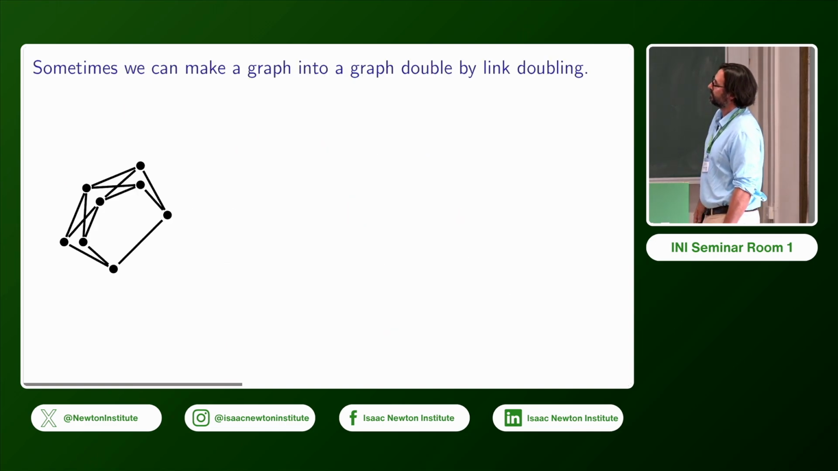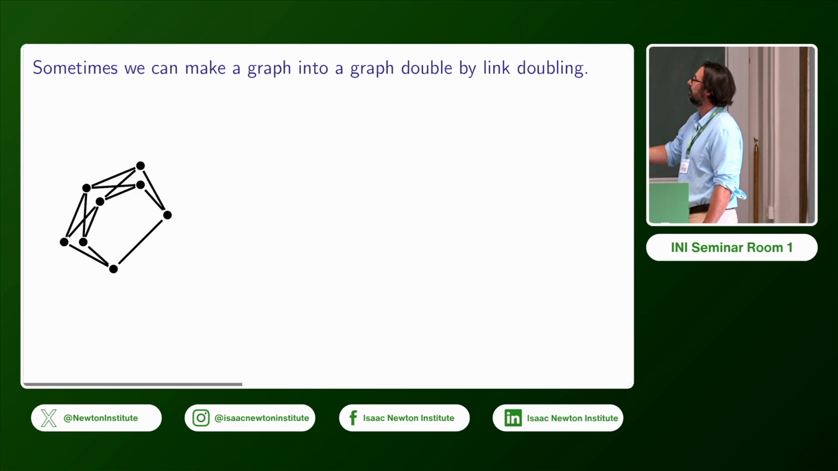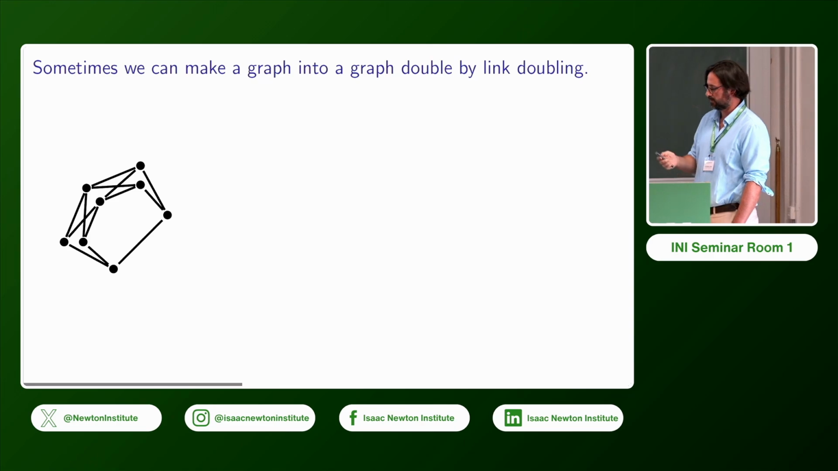And now observe that sometimes you can turn a graph that's not a graph double into a graph double by applying this operation. So this graph is not a double. There are 3 pairs of twins, but this vertex here and this vertex here have no twin. So those are singleton twin modules, right? Size 1 is not even. So this isn't a double.